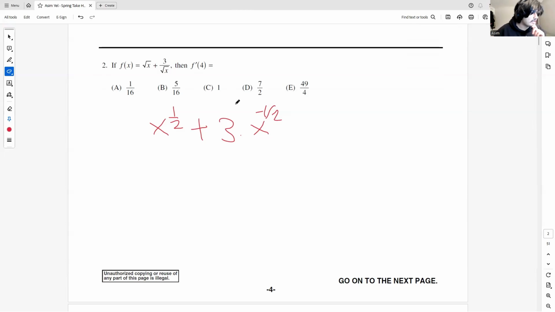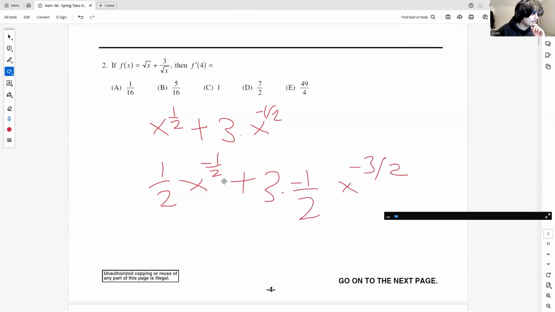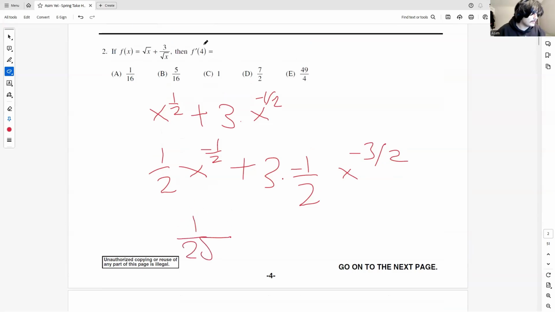Now let's take the derivative of this. It will be 1/2 x, subtract 1 from the exponent, which gives negative 1/2, plus 3 times negative 1/2 x to the negative 3/2. Now let's rewrite everything so I can plug the 4 in, because this is our actual derivative. So 1 over 2 radical x minus 3 over 2 times x radical x. It looks like this is my derivative.